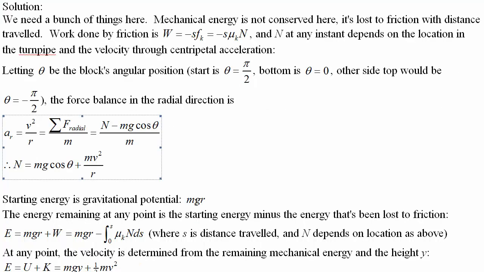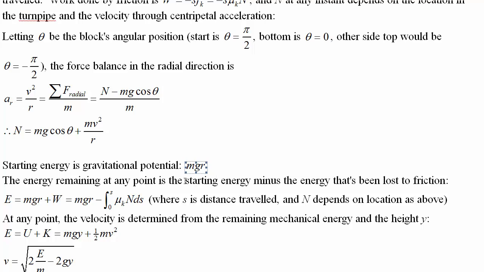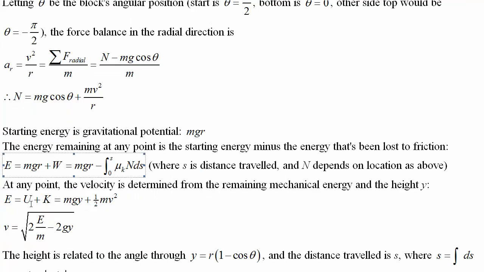Starting energy is the gravitational potential energy. The energy remaining at any point is the starting energy minus the energy that's been lost to friction. So it would be mgr, the starting energy, plus the total work done on the block, which is mgr minus the integral of the friction work with respect to distance traveled. Or I guess you would say plus the integral of the friction work, but the friction work is negative, so that's where the minus sign comes from.